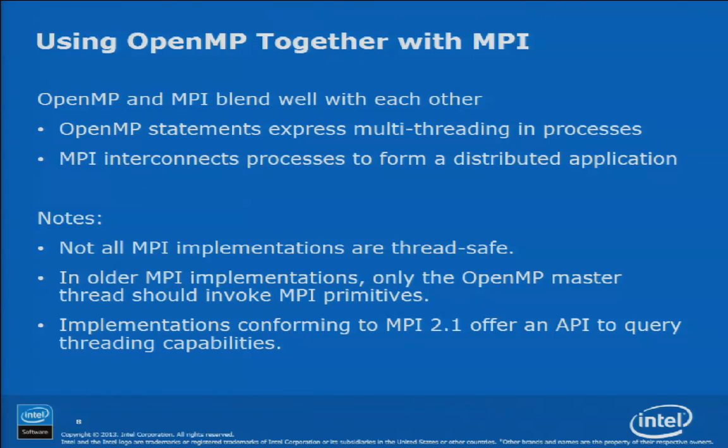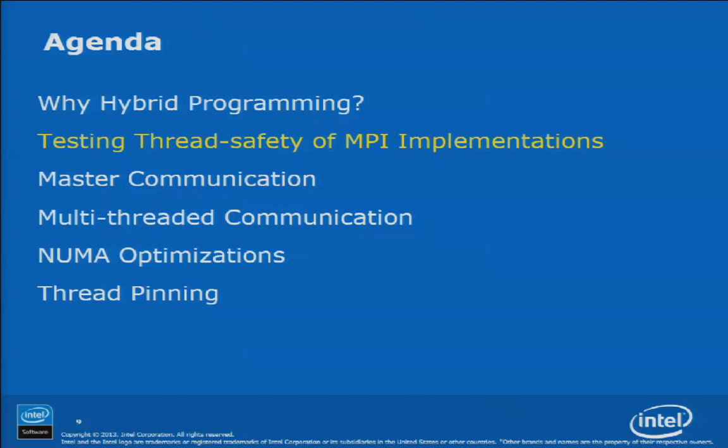Okay, so since we now have MPI 3, most of the MPI library implementations should be MPI 2.1, so they fully support at least querying for the thread level support, or even fully support threaded execution. Okay, let's see how we can test that.